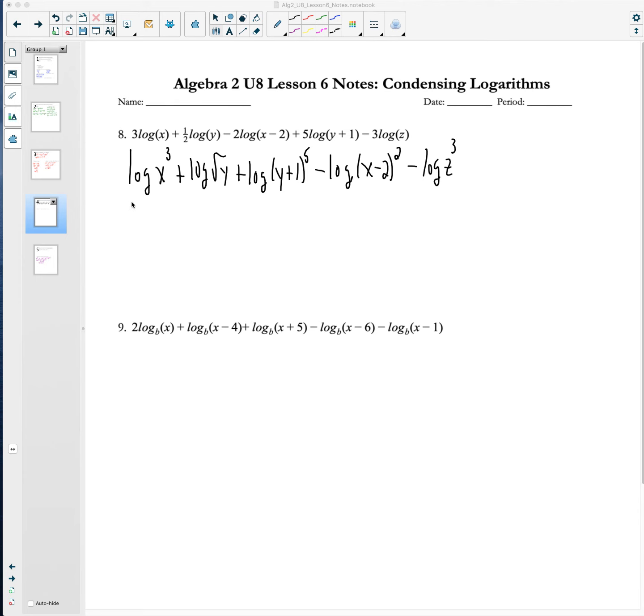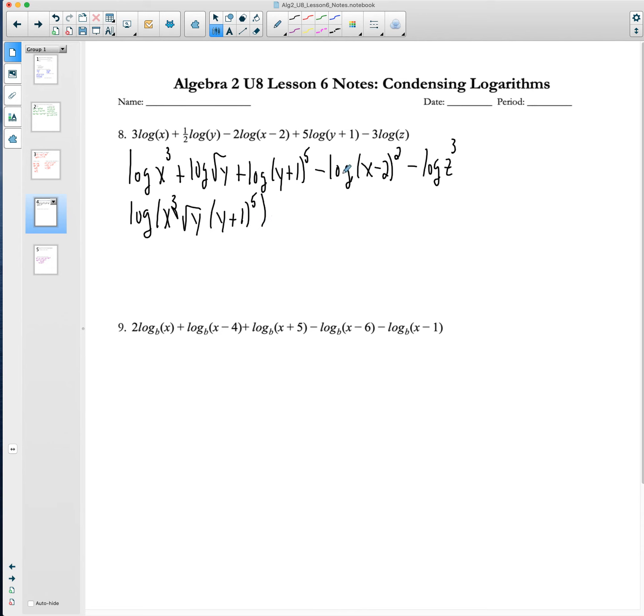So I would have log, all right, and I'd have x cubed times square root of y times y plus 1 to the 5th power. And that would be all one product.